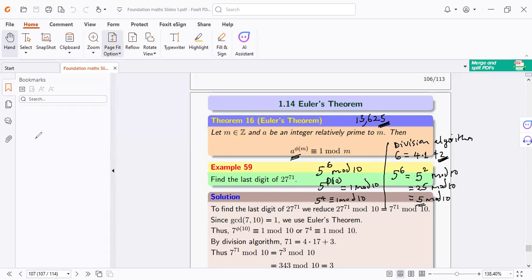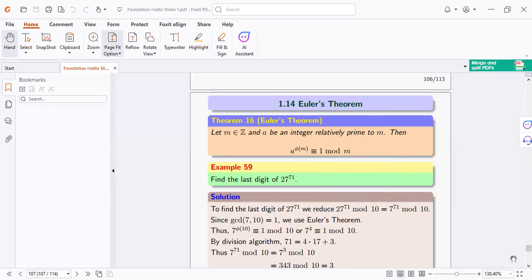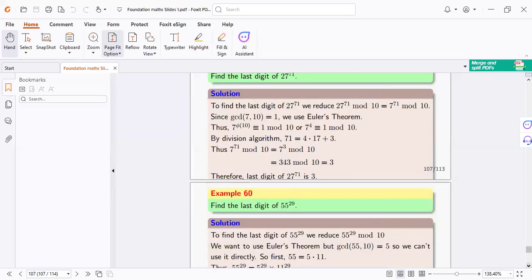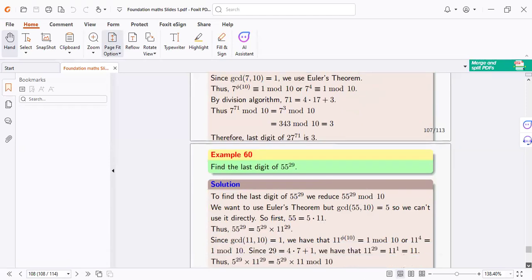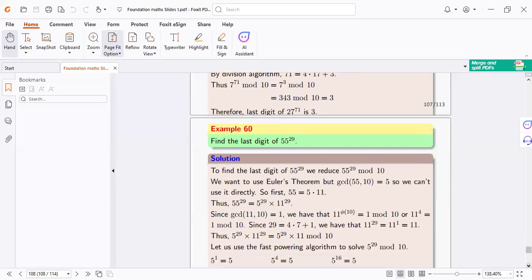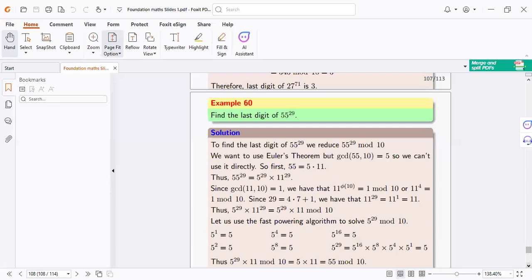So let's look at another example. I've done 2 examples where we are looking for the last digits. I'll not do example 60 because we are just reducing it mod 10. No, but I think I should do this example 60. It's slightly different because the number that I'm given, 55, is not relatively prime to 10. And so I had to work around it.